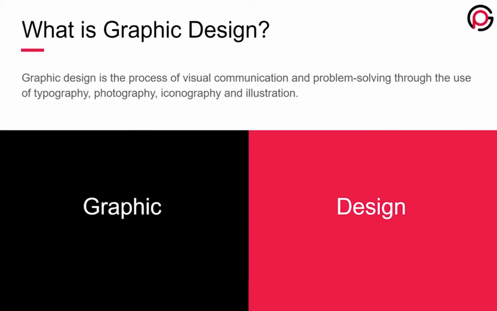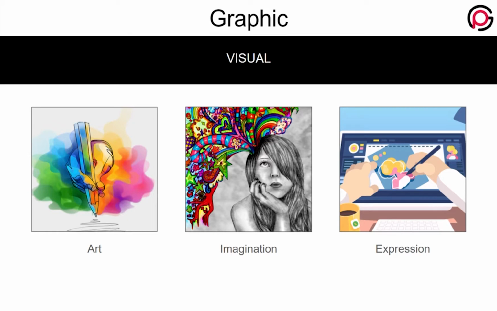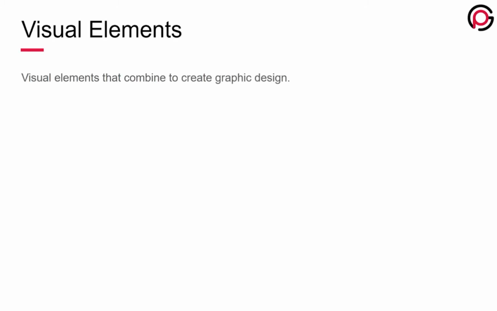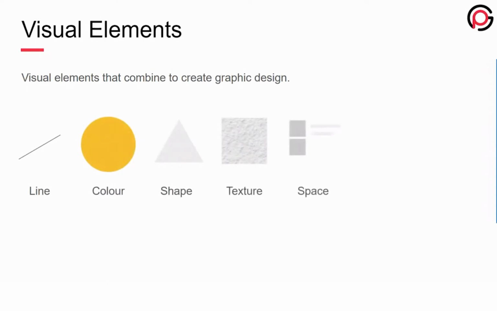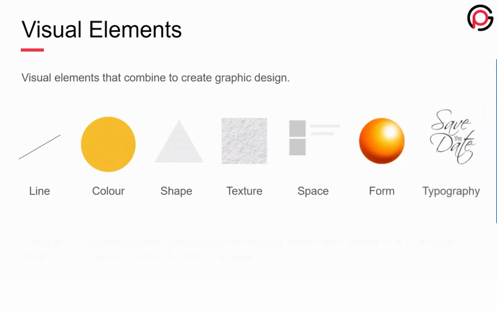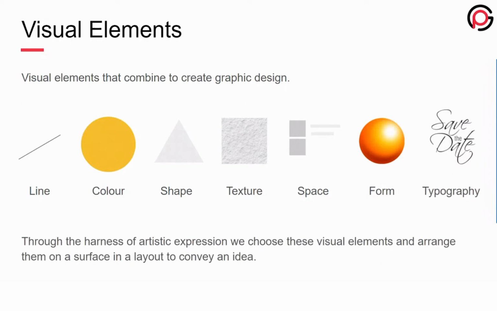So in graphic design we have two things, graphic and design. Here, graphic means visual. Things humans can see and understand are visual, like art, imagination and expression. The graphic part of graphic design is made up of visual elements that are the building blocks of design. Here are some visual elements that combine to create graphic design: lines, color, shape, texture, forms and typography. Choose these visual elements and arrange them on a surface in a layout to convey an idea.